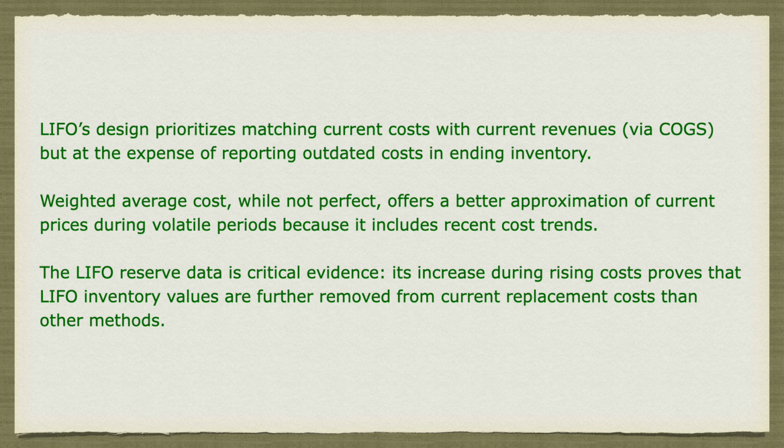LIFO's design prioritizes matching current costs with current revenues via COGS, but at the expense of reporting outdated costs in ending inventory. Weighted average cost, while not perfect, offers a better approximation of current prices during volatile periods because it includes recent cost trends. The LIFO reserve data is critical evidence. Its increase during rising costs proves that LIFO inventory values are further removed from current replacement costs than other methods.